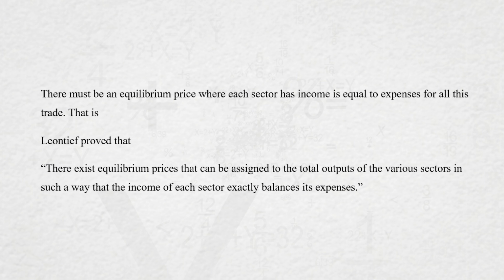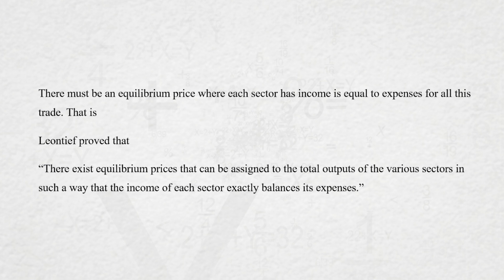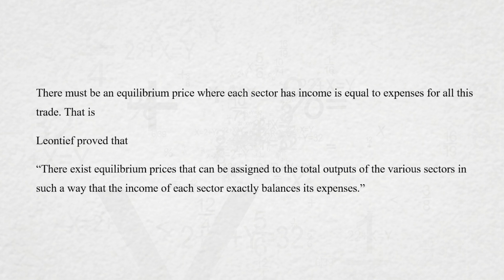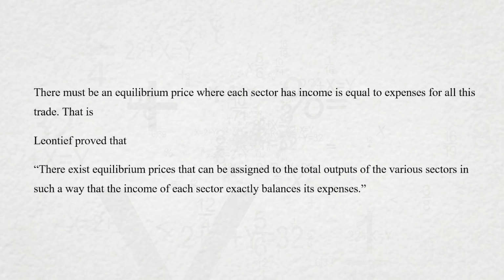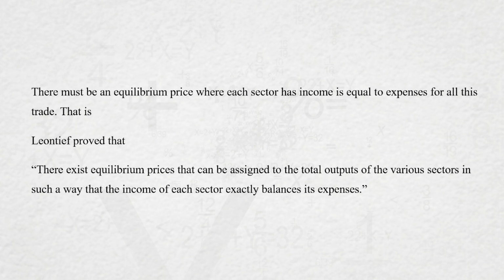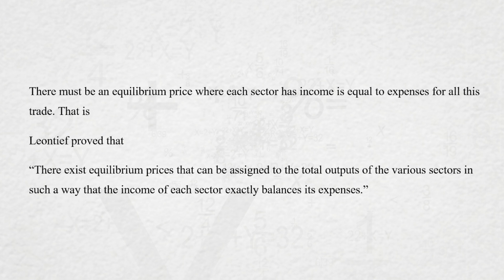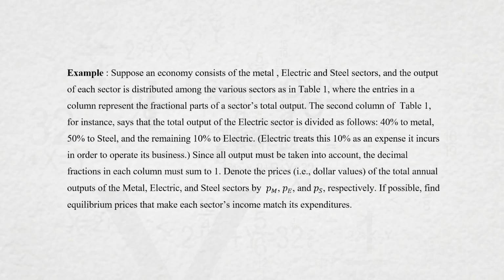That is, Leontief proved that there exist equilibrium prices that can be assigned to the total outputs of the various sectors in such a way that the income of each sector exactly balances its expenses. Here we can use the linear system to determine the equilibrium price of outputs for each sector. An example we shall see now.